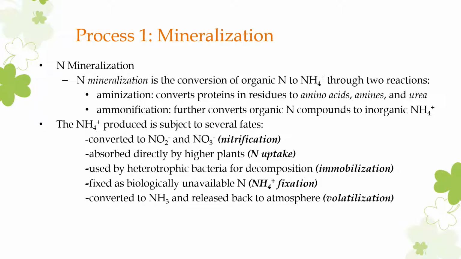The ammonium produced is subject to several fates. Either it will be converted to nitrite and then followed by nitrate through the nitrification process, or it may be absorbed directly by higher plants through nitrogen uptake, or it can be used by heterotrophic bacteria for the decomposition process, which is the immobilization process, or it may be fixed as biologically unavailable nitrogen, which undergoes ammonium fixation, or it can be converted to ammonia and released back to the atmosphere through the volatilization process.